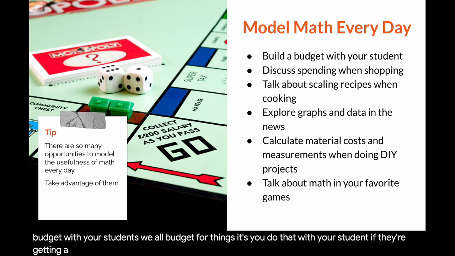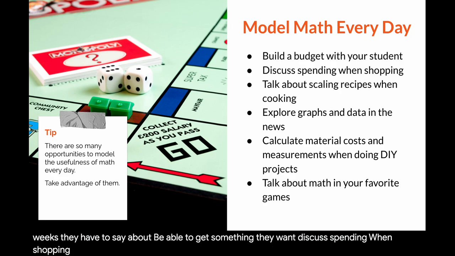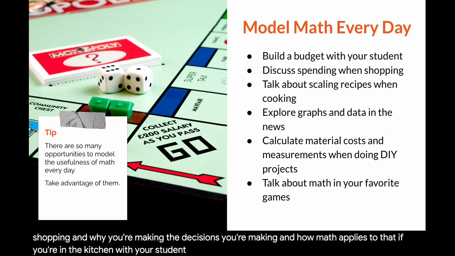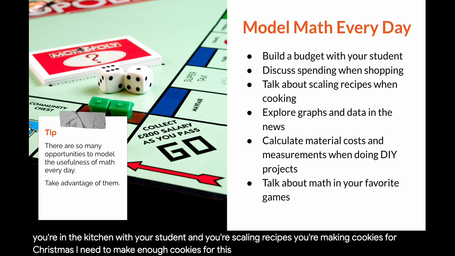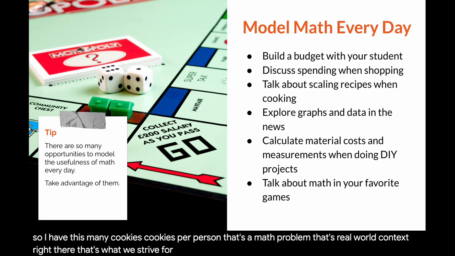If they're getting allowance each week and they want to buy something, have them figure out how many weeks they have to save up or how many lawns they have to mow to make that money to be able to get something they want. Discuss spending when shopping and why you're making the decisions you're making and how math applies to that. If you're in the kitchen with your student and you're scaling recipes, you're making cookies for Christmas, I need to make enough cookies for this many people, so I'm doing this many batches, so I have this many cookies per person. That's a math problem. That's real world context right there. That's what we strive for in a class.